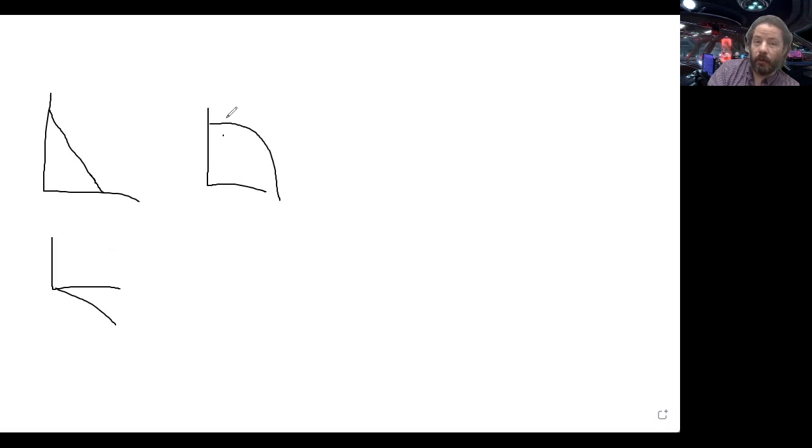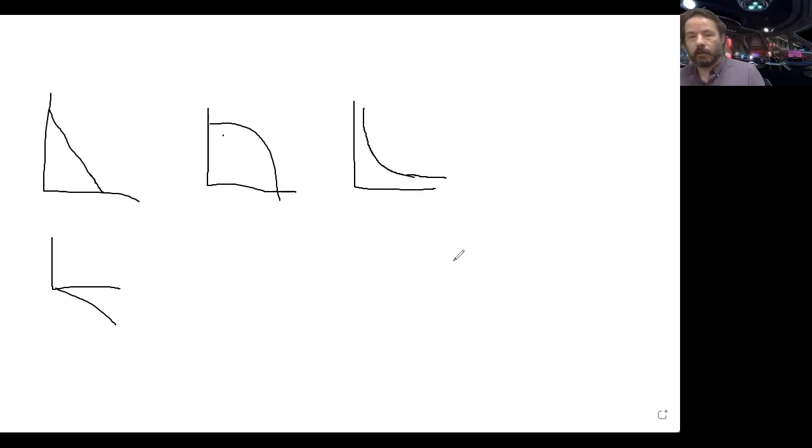This would be like graphing an object that's dropped, that's falling. It's going to get faster and faster and faster as it falls through the sky. Okay. Then we can also have decreasing where it starts out falling fast, but then it starts to slow down. So we have decreasing at a decreasing rate.